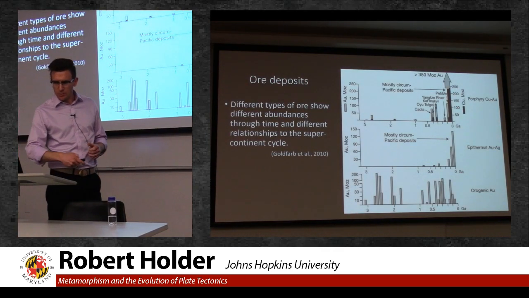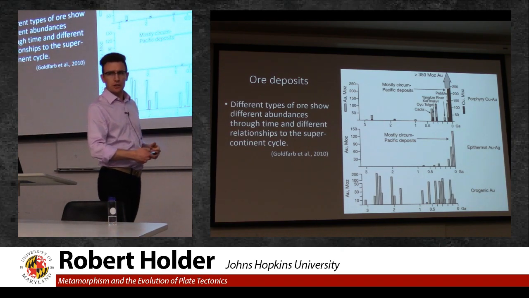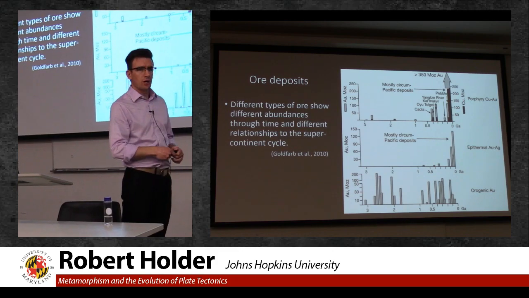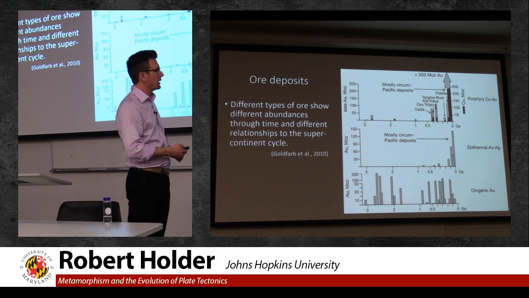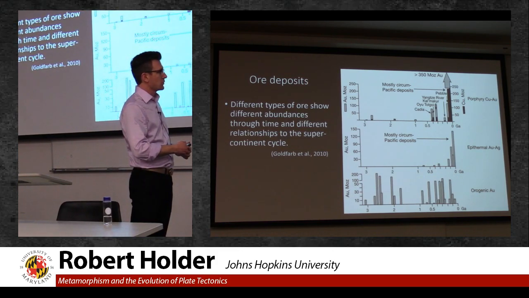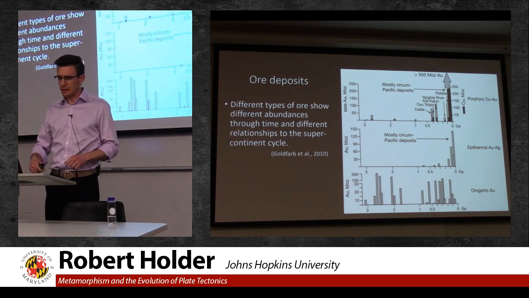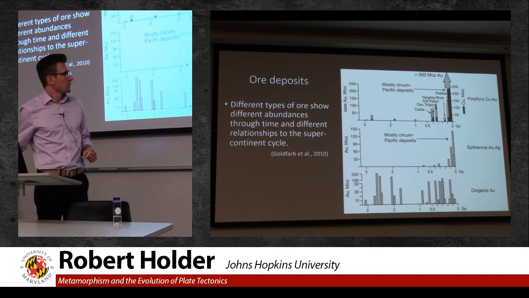And then the last thing I'll mention is that we can also think about economic geology. We can look at ore deposits, and we see that they're not evenly distributed within the rock record through time, and we might think about how different types of ore deposits and their formation or their preservation through time is related to different relationships with the supercontinent cycle. So these are just some example ore deposits shown here.